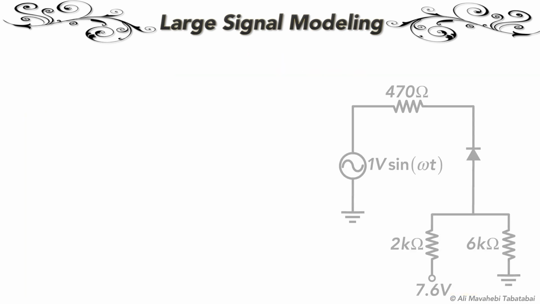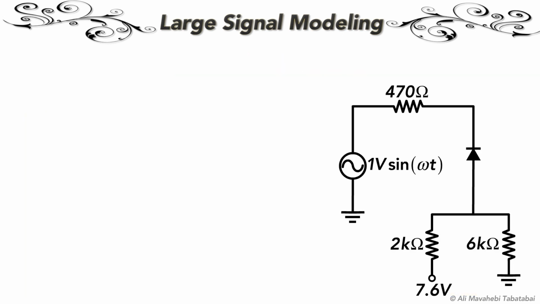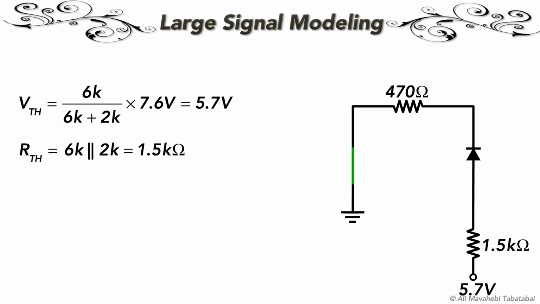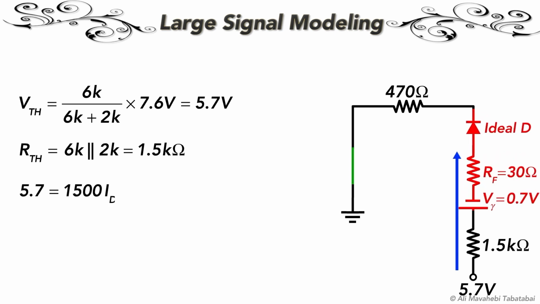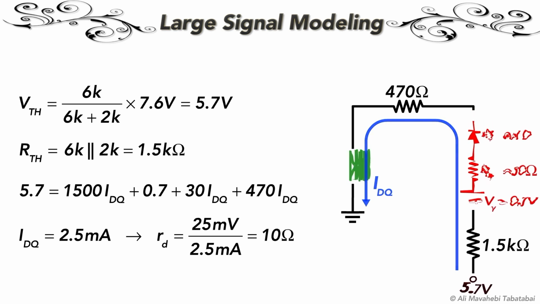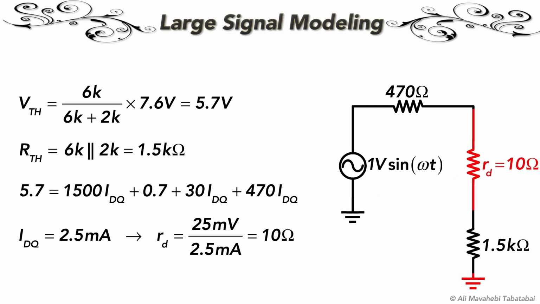As an example, in this circuit, to find the voltage across the diode, we first made the AC source 0 and performed DC analysis by substituting the diode with its large signal model. Then we found the operating point current of the diode. After that, we used the operating point current to find the dynamic AC resistance of the diode and finally performed AC analysis by making the DC source 0 and replacing the diode with its dynamic resistance.